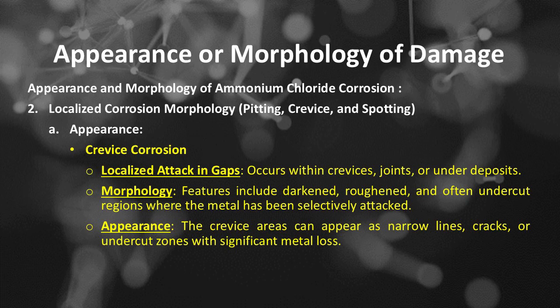Crevice corrosion. Appearance of local corrosion morphology: localized attack in gaps, occurs within crevices, joints, or under deposits. Morphology: features include darkened, roughened, and often undercut regions where the metal has been selectively attacked. Appearance: the crevice areas can appear as narrow lines, cracks, or undercut zones with significant metal loss.